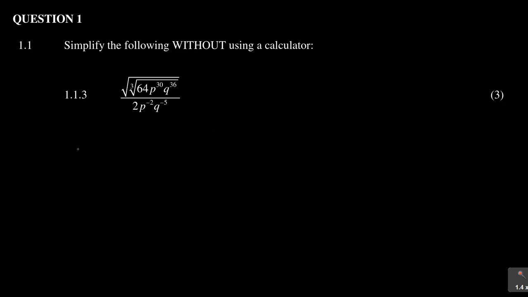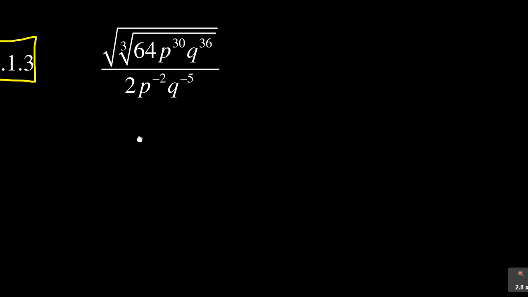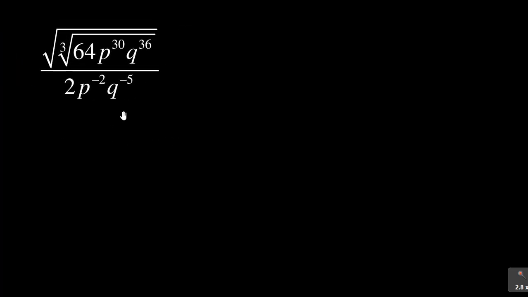Let us move on. The next question, we're still looking at 1.1, which is 1.1.3. This is 3 marks. It means a little bit of work. We're simplifying without using a calculator in this case. If I can expand that part, what I'm given is that particular expression.